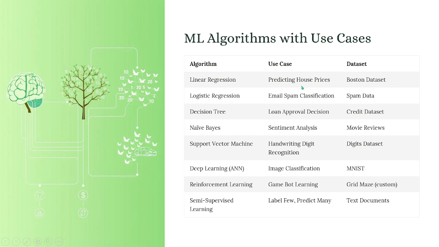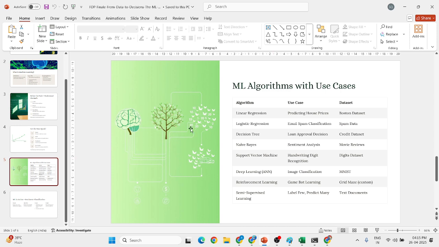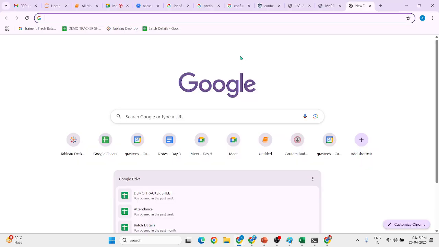So in linear regression we can predict the house price, and like spam classification, loan approval, whether the loan is approved or not, right? In Naive Bayes I can use sentiment analysis. In support vector I can use the digit data set, and we have used the same as well, right? So if I just summarize the complete module, this is the complete FDP.